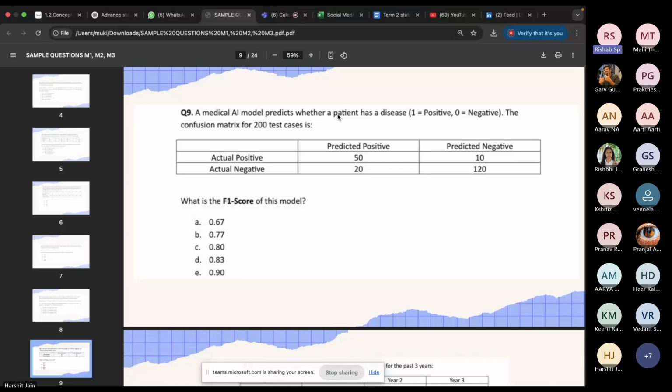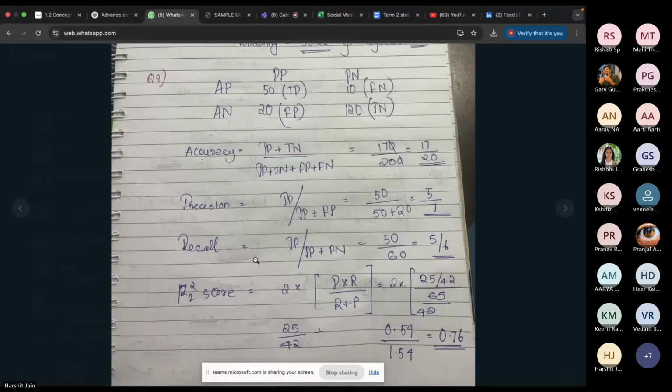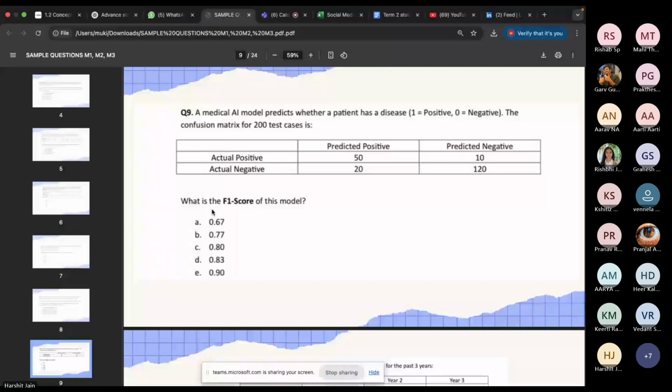Harshit, please share the question 9 solution. Yeah, this is it. Can you scroll down? We are getting 0.76. Is there any option like that? Yeah, 0.77. That's the answer, I guess. Question 9, option B. Yeah, that's the right answer. Next question.